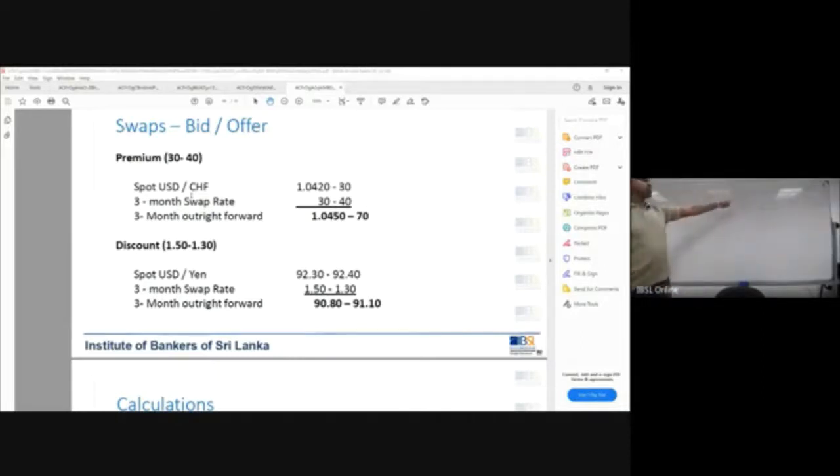Now notice the swap point, the bid is lower than the offer. That means swap point is plus. These are plus. Then you add. It will be 1.0450 and 1.0460. That will be your outright.